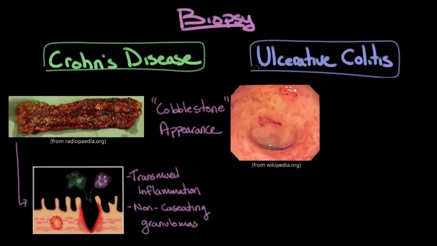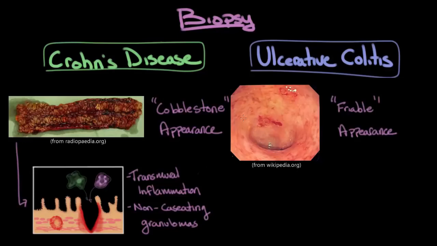Now, ulcerative colitis has a very different gross appearance. You can see the walls look much more smooth because of the continuous lesion, and they have what's described as a friable appearance. And what friable means is that if you were to touch the wall, it looks like it would easily bleed, or parts of it would just slough off.